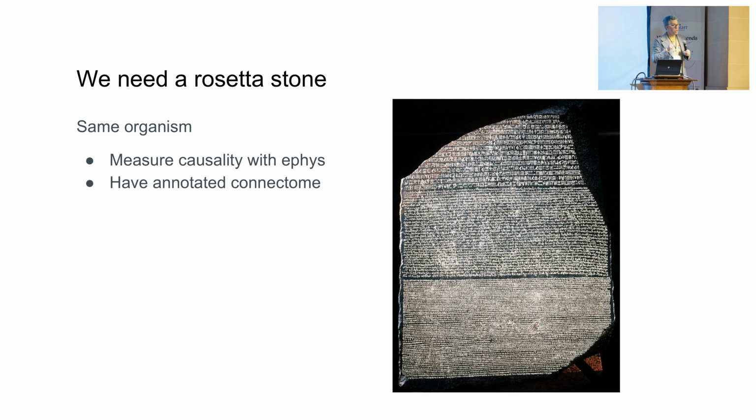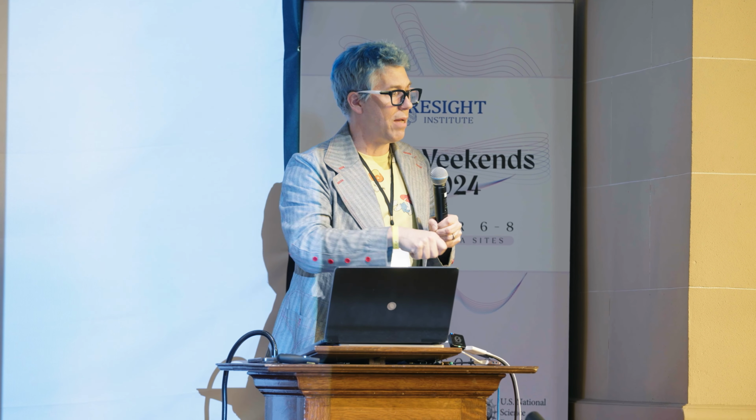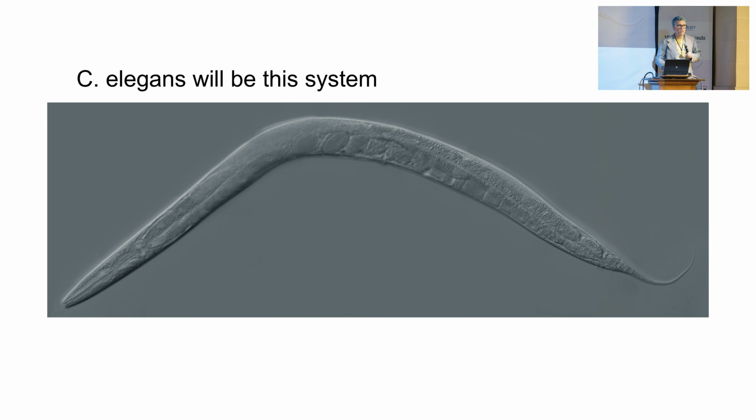We need to measure causality with electrophysiology, with perturbations, to see if I activate that neuron, what does it do to the other neuron? And at the same time, we need the annotated connectome, the kind of things that E11 Bio is measuring. And where can we do that? We can do that in C. elegans. Why can we do it in C. elegans? We can record from all neurons at the same time, and we can stimulate any subset of them.